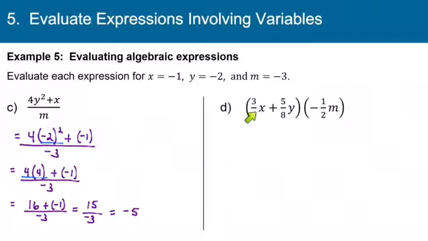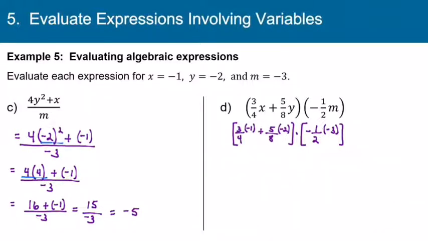Now for part D. Let's copy the problem over and plug in our given values. So we'll have 3/4 times negative 1 plus 5/8 times negative 2, and then times negative 1/2 times negative 3. And again, notice that I have replaced these parentheses with brackets because I wanted to use the parentheses as a multiplication symbol. Okay, now I'm going to go ahead and do each of these multiplications.